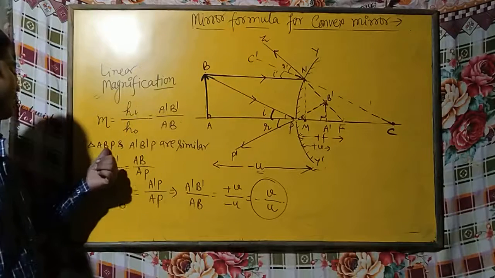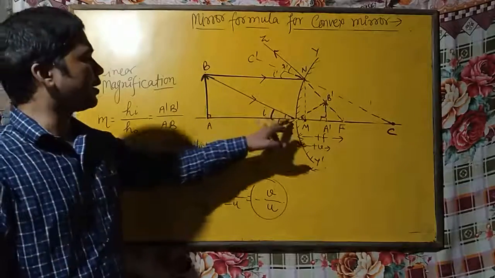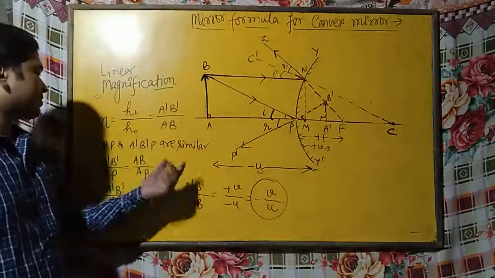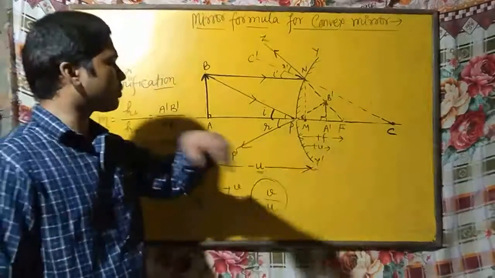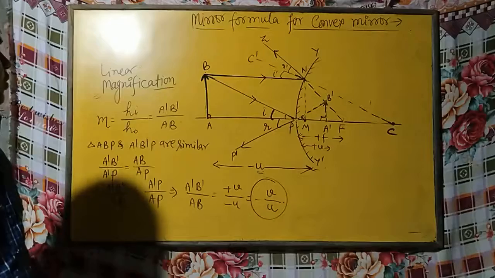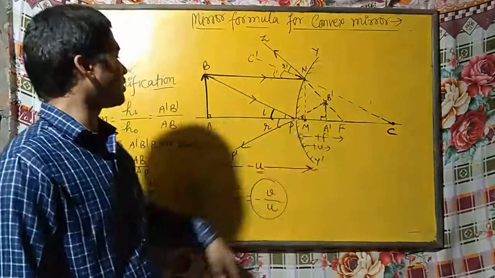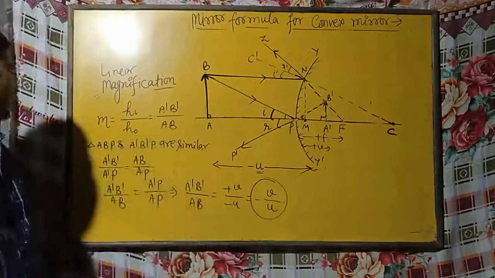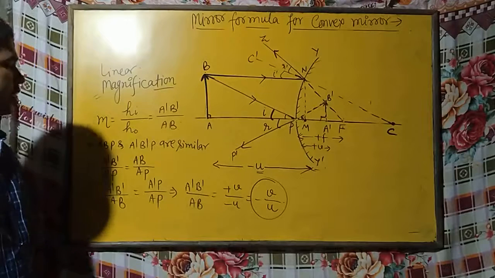In triangle ABP and triangle A dash B dash P, these two triangles are similar to each other. If they are similar, then we can use the property that the ratio of their sides must be equal to each other. So you can see A dash B dash to A dash P is equal to AB by AP, right? Now these two are equal to each other.